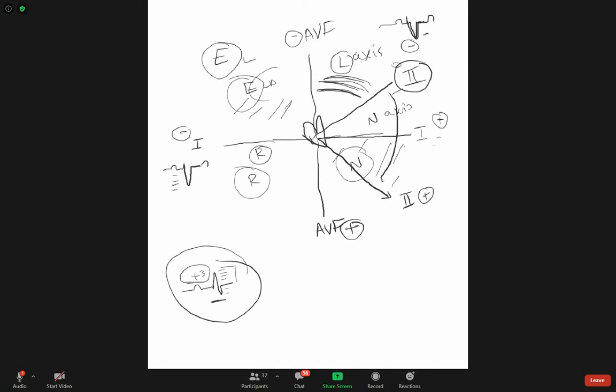You're most likely in this part of the hexaxial system. So you only need lead 2 in this quarter. If your lead 1 is positive and AVF is negative, you need to look at lead 2. If lead 2 is positive, that's it, you have a normal axis. If lead 2 is negative, you have a left axis. Is it better or the same?